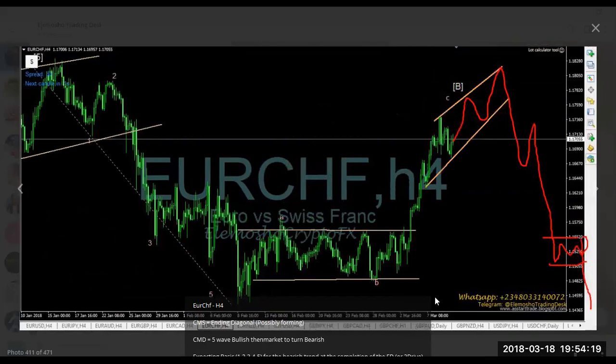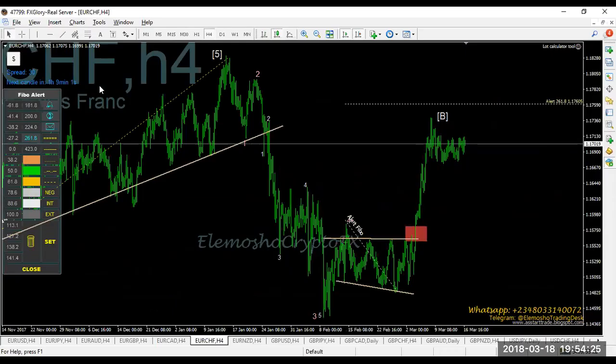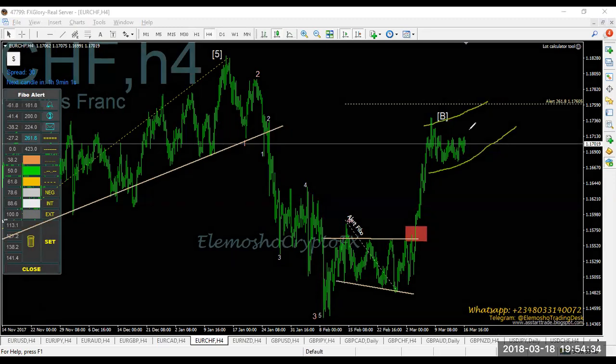But let's also look at what we eventually had on the MT4 Euro Chief, and right now it's not far from what my expectation was, which is something that will look like this for price to come down. But price is still consolidating within a very, very tight range.